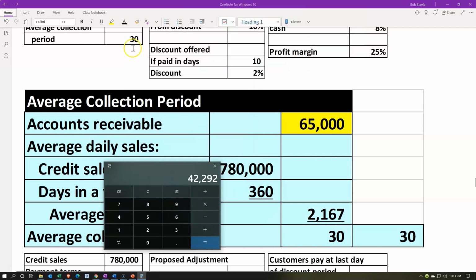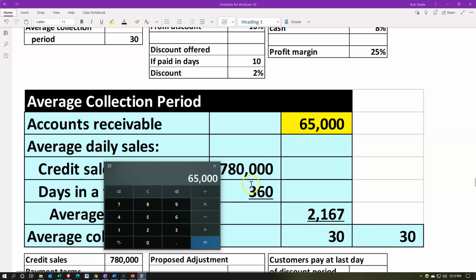That's going to be given to us, and therefore we are backing into the unknown, the yellow item, the accounts receivable. We can write that algebraically as X divided by the 2,167 equals 30, and then solve for X, and we would have about 2,167 times 30. We get this rounded. Why? Because we really have 780,000 divided by the 360, which is really that number. So it's rounded. And then we could take that times 30, and we get the 65,000.